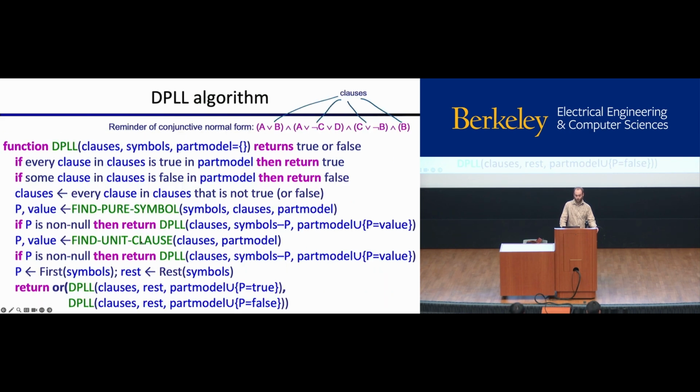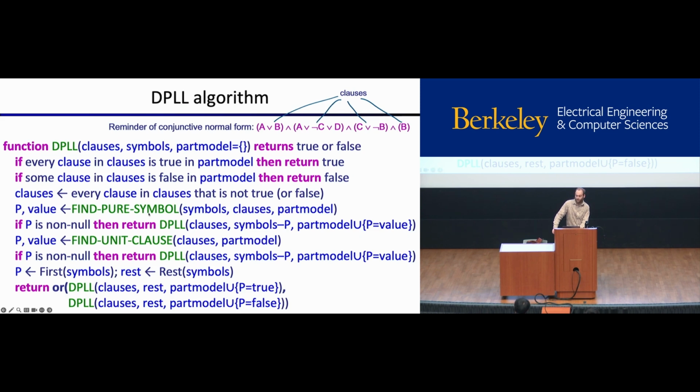Okay. So here's the algorithm that implements that. I've uncovered these few lines. The first thing we do, we only need to keep track of the clauses that we haven't already shown are true. So if any clauses are false, we've terminated and returned false, so this is never really going to happen. But if there are some clauses that are true, we can get rid of them and never think about them again. So we only keep the clauses that have not yet been shown to be true, and also obviously have not yet been shown to be false.